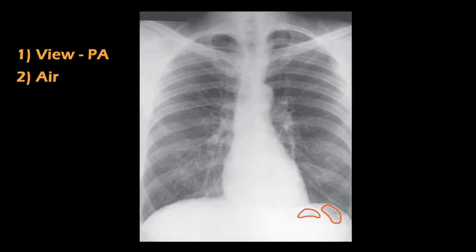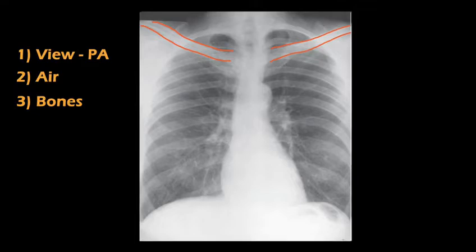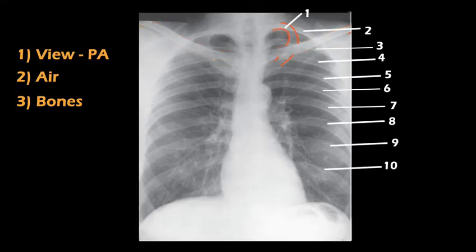Now coming to B, that is bones. Let's label all the major bones seen here. These are the 2 clavicles. These are the ribs which are seen very clearly. This is the first rib, the second rib, and so on. Remember, these parts that we see are the posterior parts of the ribs. They are seen prominently because they contain more amounts of calcium. Hence, they block more X-rays and cast a better image than the anterior parts of the ribs.